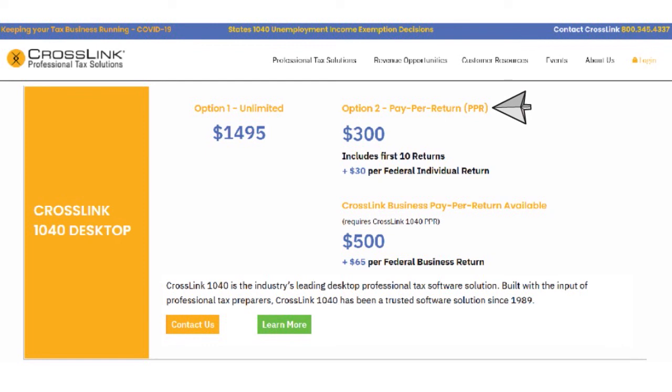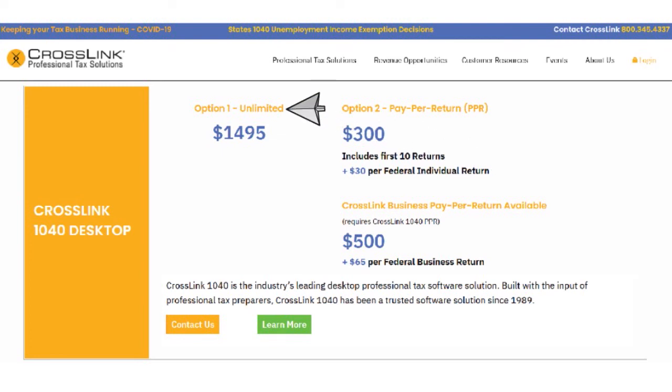Here you have the PPR option, the paper return option, and this is $300. It includes the first 10 returns plus $30 per federal individual return. In our analysis, in our view, it's just a lot better to have option one, the unlimited one, okay?